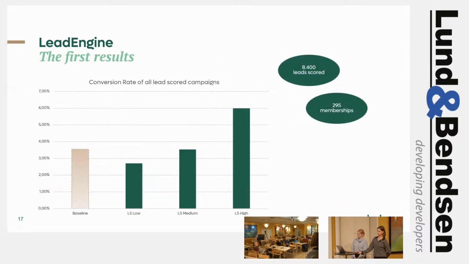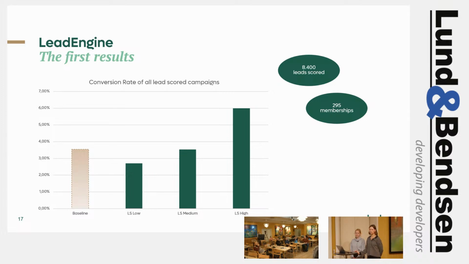And just to tie it all together, these are the first results of our lead engine project. We have scored over 8,000 leads since August, which has generated 295 new memberships. As you can see, the baseline has a conversion rate, so the number of actual sales over all of the incoming leads, at 3.5%, whereas the high group, the leads with high scores, have a conversion rate of 6%, so that's almost twice as high, which is pretty good. We're very satisfied with this. And you can also see the medium group is actually performing as well as the baseline group, so it's looking pretty good.